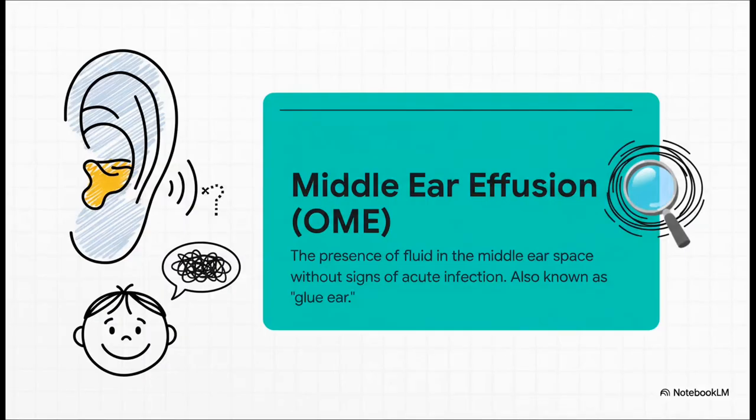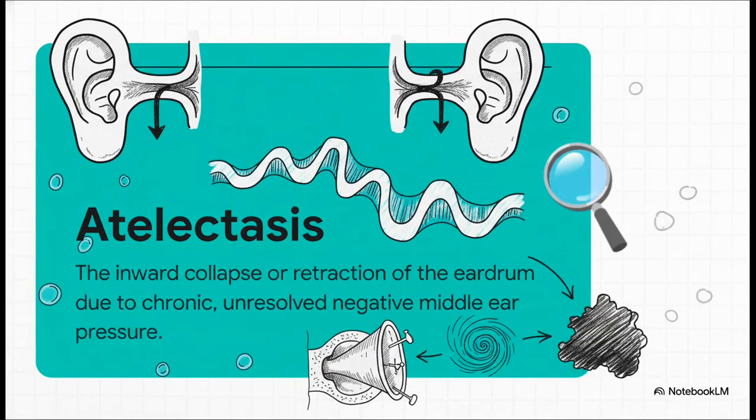This first outcome, the effusion, is what we all know as otitis media with effusion, or more commonly, glue ear. That thick, gunky fluid basically muffles the eardrum, preventing it from vibrating properly. This makes it a leading cause of conductive hearing loss in children, which, of course, can mess with their speech and language development. The second outcome is atelectasis, which is this structural collapse of the eardrum.